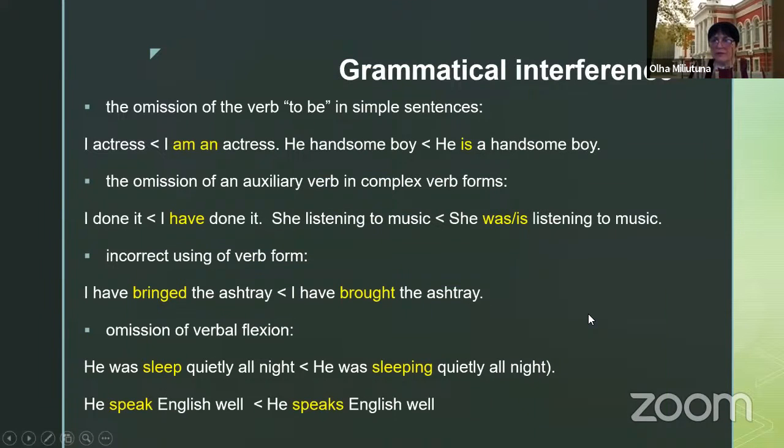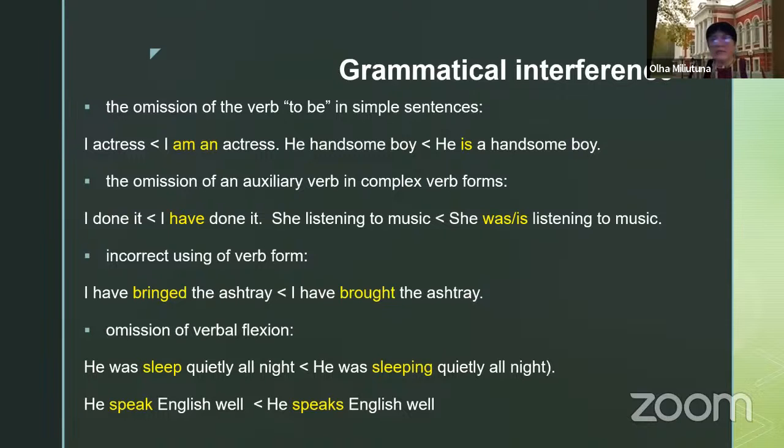Grammatical interference of the Ukrainian language in English can be observed in the omission of the verb to be in simple sentences. You see, Ukrainians can say I actress instead of I am an actress. Or he handsome boy instead of he is a handsome boy.